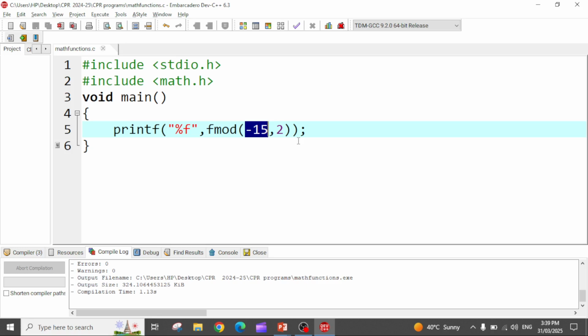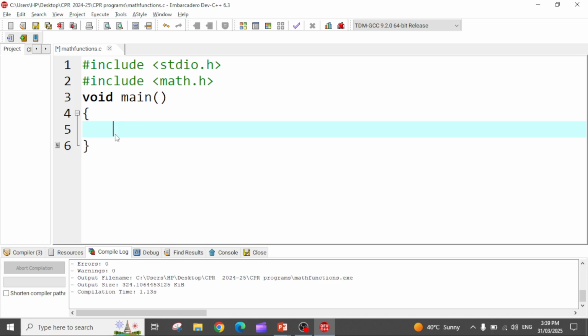One more thing I would like to tell you, that in C language we have also gone through one operator which was called the remainder operator, and that was the percentage operator. The percentage operator helps us to return the remainder as a result. Then what is the difference between this percent operator and the fmod function? The first thing is, with the percent operator we get the result in the form of an integer, and as far as the fmod function is concerned, we get the result as a floating point remainder. So that is the difference.